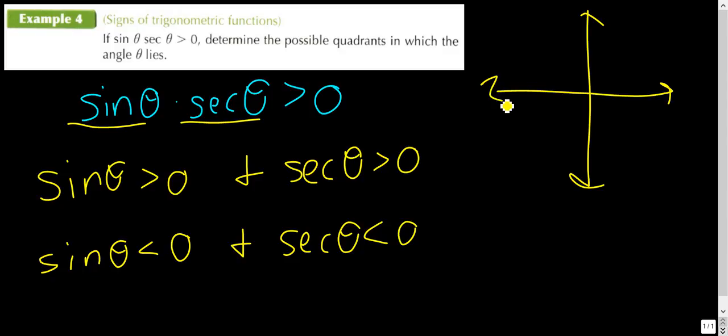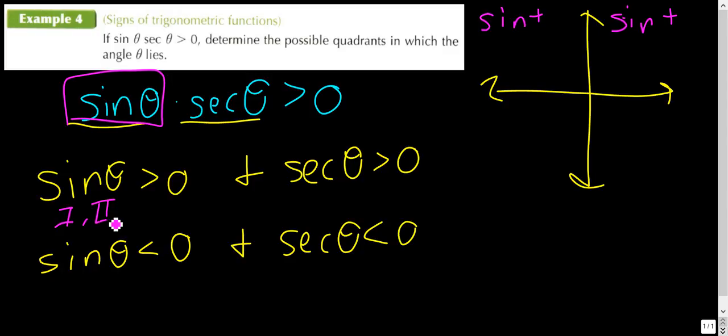So if we think about our quadrants and what these values mean, let's think about sine real quick. Sine is going to be positive up here. Sorry, let me fix that. Our sine is going to be positive in the first two quadrants on the top. So we know that it's only going to have the option to be positive in the first or second quadrant.